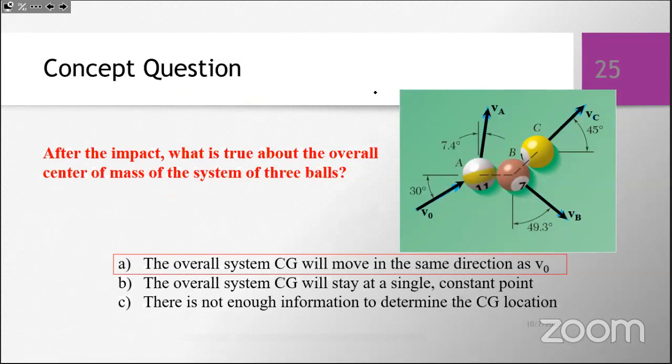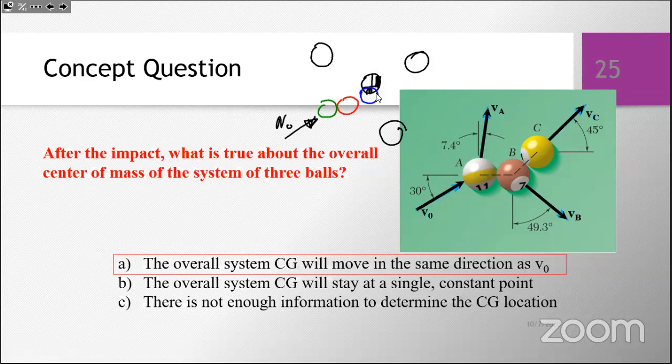All right, what's going to happen after impact? I'll draw this out over here. After impact, ball A is here, ball B is somewhere down here, and ball C is here. So the center of gravity is somewhere here. But in the initial configuration, before impact, we were here, here, and here, and we applied a velocity in that direction.